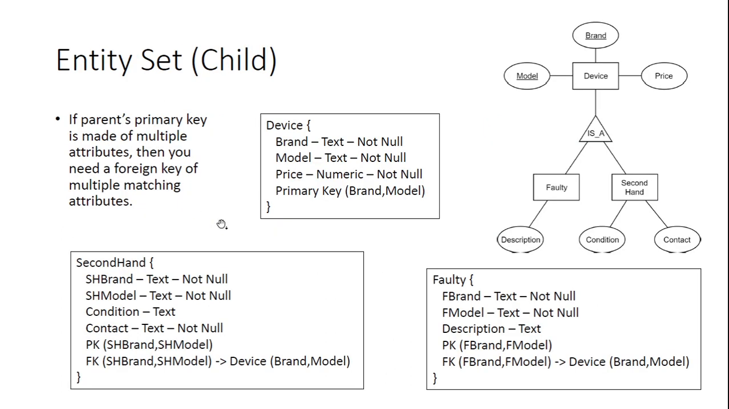So in the relational schema, remember we are also showing the data types of these attributes. And if a foreign key is going to refer to some attributes, they should have the same type. So a text, for example, is going to refer to another text attribute. And if this was a number, it is going to refer to a number, etc.